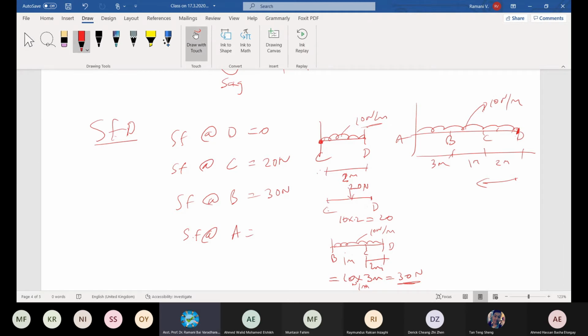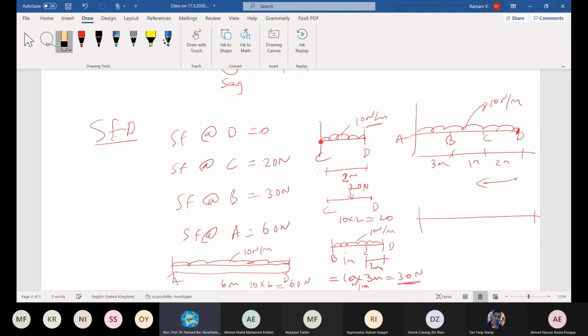Accordingly, when you come to A, it was somewhere here. You have to finish it. A to D, the whole load is 10 newtons per meter. The total distance is 6 meter. So the total value will be 10 times 6, which is 60 newtons. Right? 60 newtons. Are you clear? Any questions so far? Shall we draw the diagram now? Shear force diagram. Axis, I put the axis in black color.